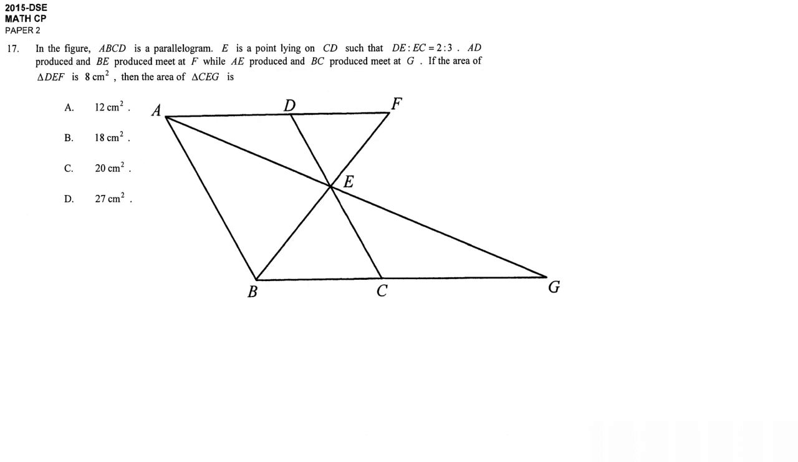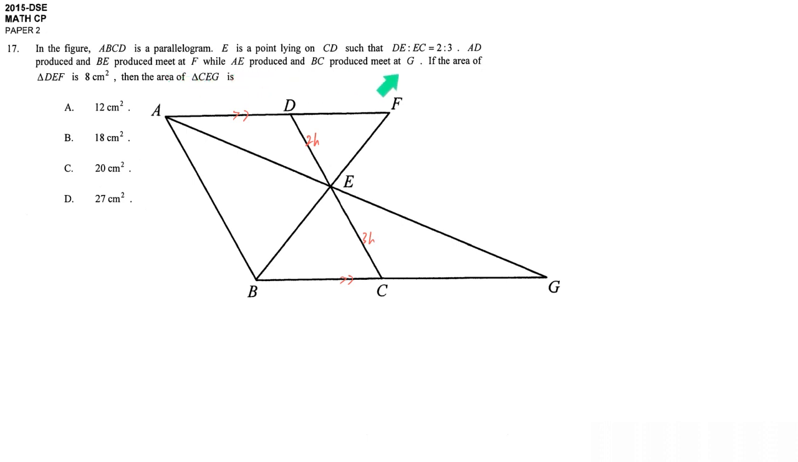Here is the area ratio problem again, in question 17. They tell you that this is a parallelogram, so these are parallel lines. It is very important because if there are two parallel lines and two lines cross like this, then this triangle is similar to this triangle because the alternate angles are the same. After that, they say that DE to EC is 2 to 3. So if this is 2h, then this is 3h.